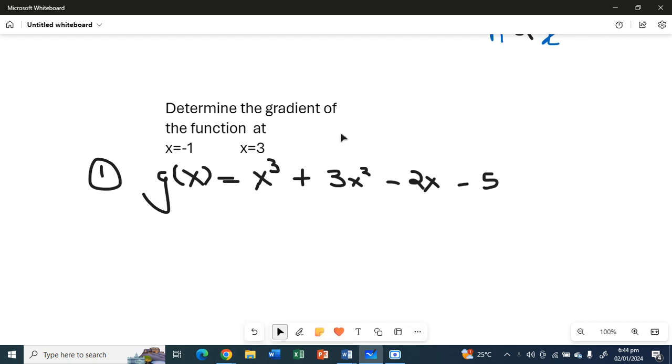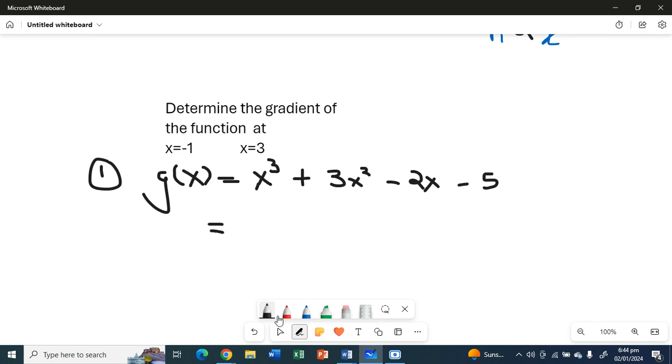So we've been given a cubic function here, g(x) equals x cubed plus 3x squared minus 2x minus 5. Now I want us to determine the gradient of the function at the point x equals -1 and at the point x equals 3. So using differentiation, we're going to use the power rule, and this is how the power rule is applied.